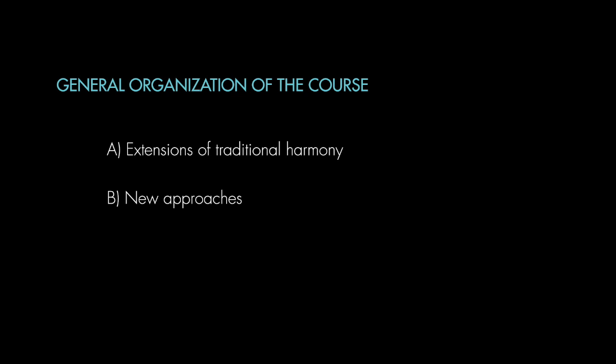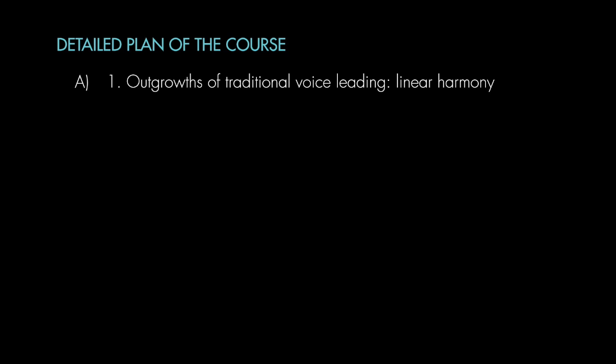Okay, so just before going through the detailed course plan, I just want to say something about the general overall organization of the course. The first several lessons will be about extensions of traditional harmony. The second group of lessons will be about new approaches. Finally, at the very end, we'll have one lesson on how to combine different kinds of harmony in the same piece. Okay, so here's the list of what we're going to cover in the course. Okay, the first lesson is going to be about outgrowths of traditional voice leading. I call it linear harmony.